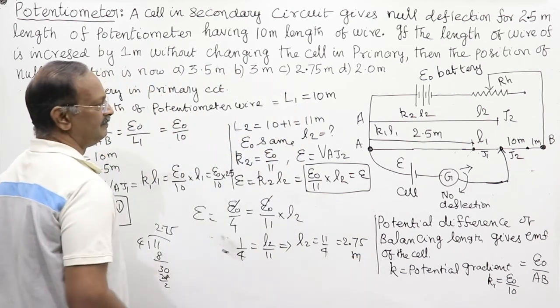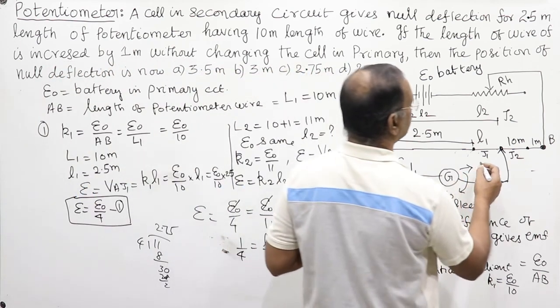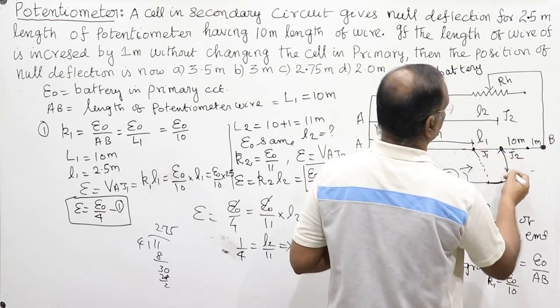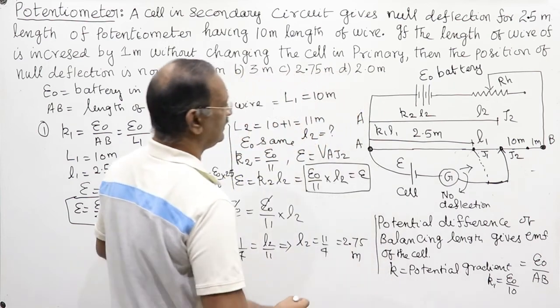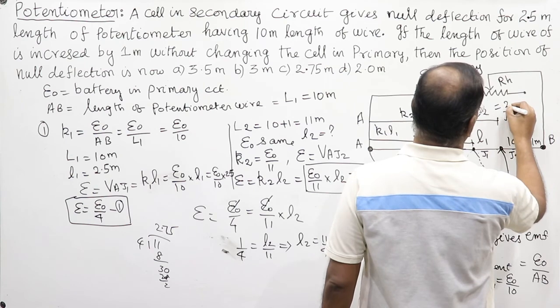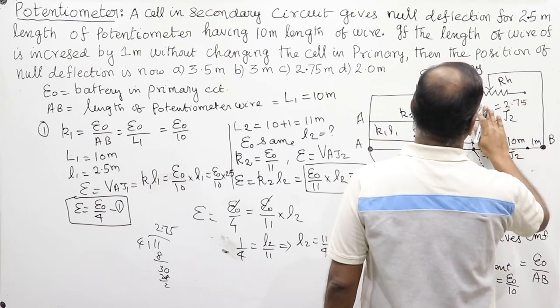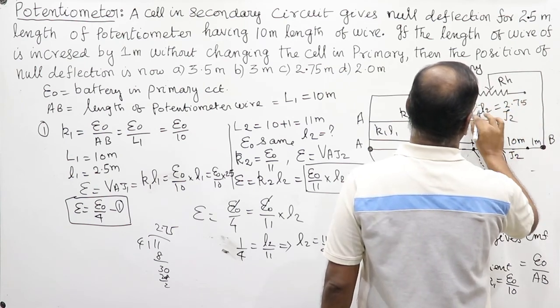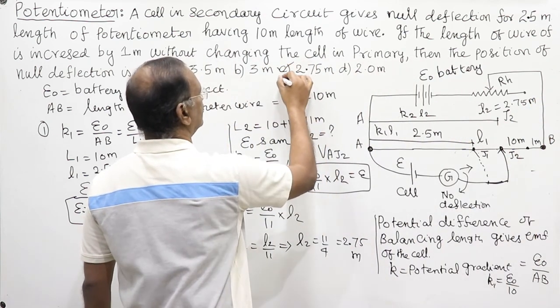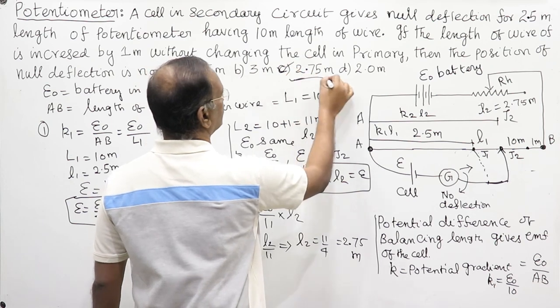So L2, the balancing length when it is changed from J1 to J2, is given by 2.75 meters. L2 is equal to 2.75 meters. This is the answer for this question, option C. This is the right answer.